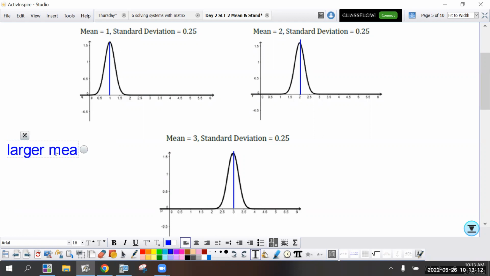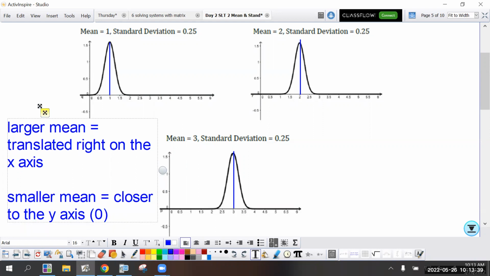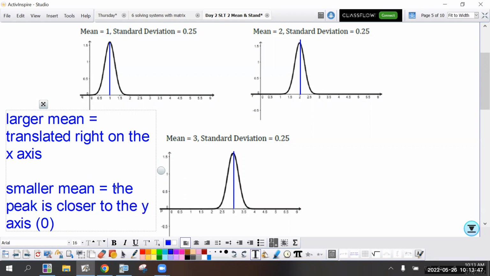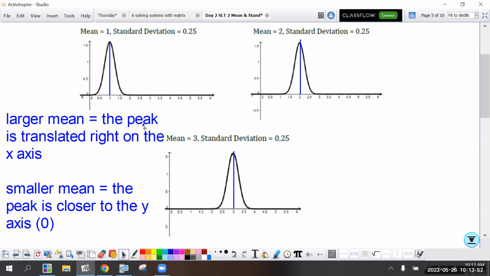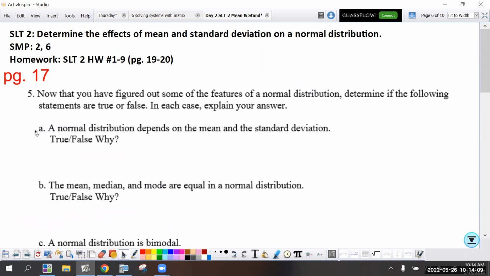So I'm going to say the larger mean for x bar is translated right on the x-axis. Smaller mean, closer to the y-axis or 0. There you go. That's more precise. So the peak of the curve, that high point where most of the data is, where that average is, slides, it's translated, it shifts along the x-axis. Okay, on page 17, pause the video here and answer numbers A through D on number 5.